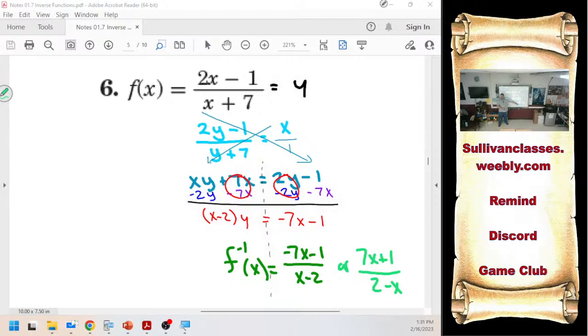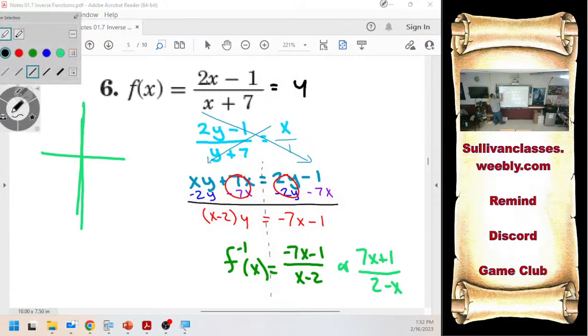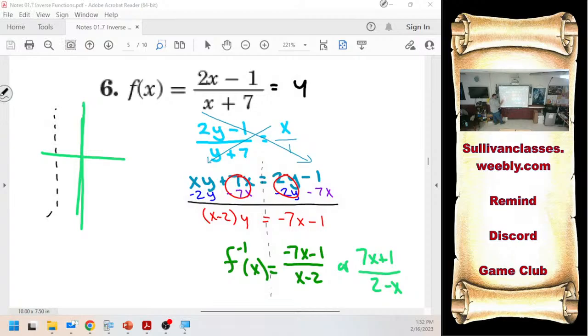I know that x can't be 2. Come back here and double check the range of this thing. This guy has a vertical asymptote at x equals negative 7, so that's the gap in my domain. And it has a horizontal asymptote at y equals 2. So if y didn't equal 2 here, then x can't equal 2 here.